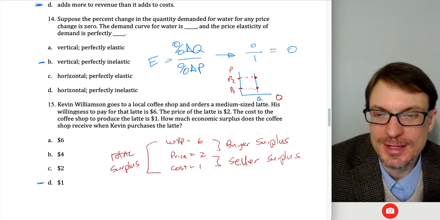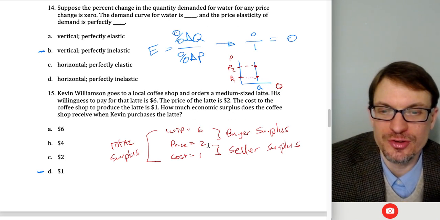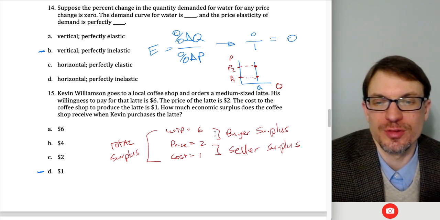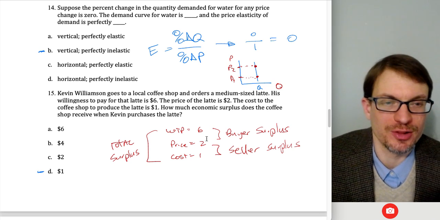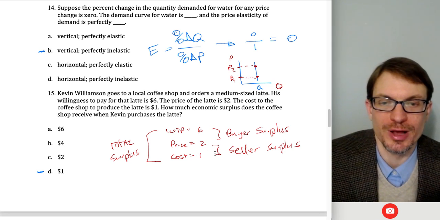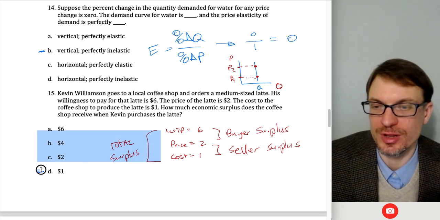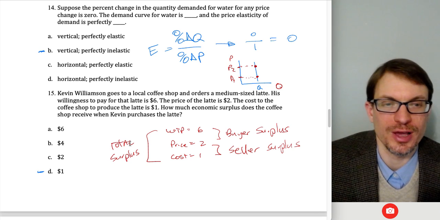Okay, so willingness to pay is $6. The price is $2. The cost is 1. Buyer surplus is 4, 6 minus 2. Seller surplus is 2 minus 1. Right? So that's this right here. And then overall, this is total economic surplus.